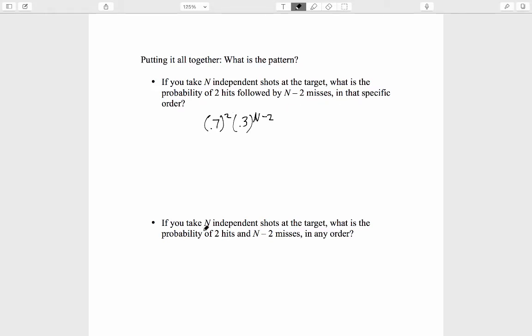But now, if you take n independent shots at the target, what is the probability of 2 hits and n minus 2 misses in any order?